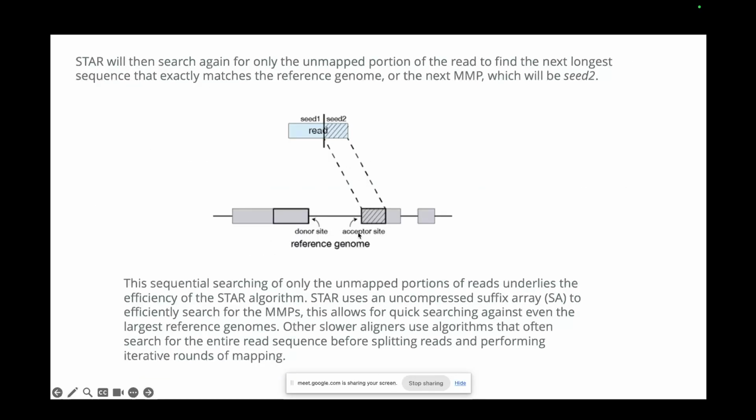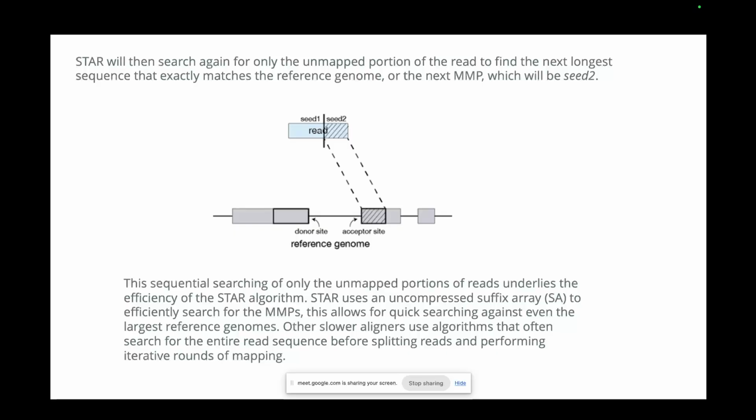So basically this part has been cut off from the sequence, which indicates this is basically an intron between these two exons, and these are your breakpoints from which the sequence has been cut. So this is the donor and the acceptor site, splice donor and splice acceptor sites, right? So the sequential searching of only the unmapped portion of the reads underlies the efficiency of this algorithm.